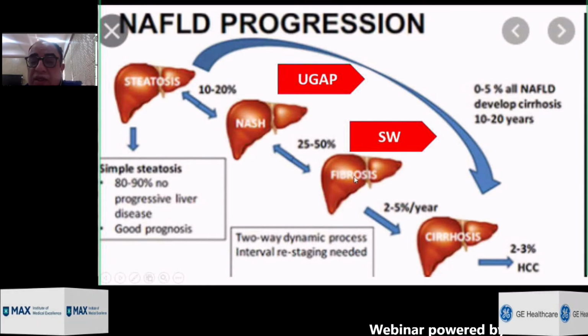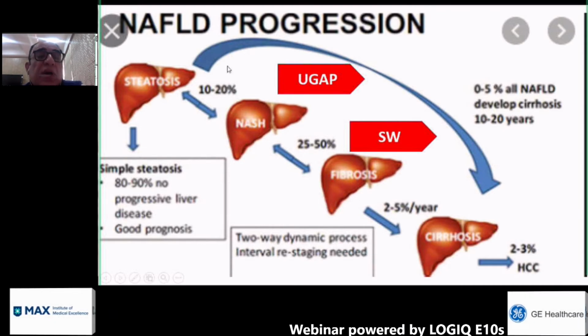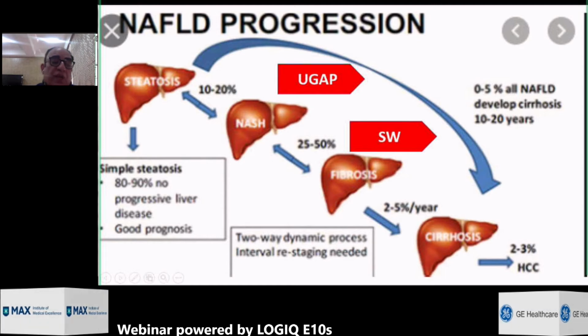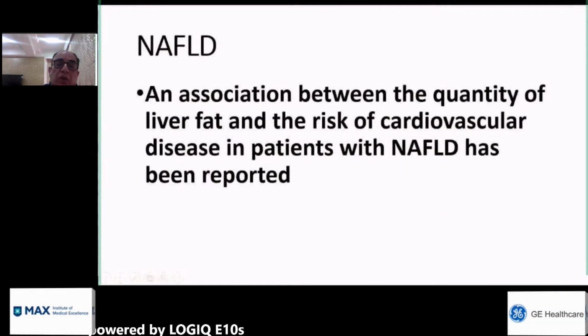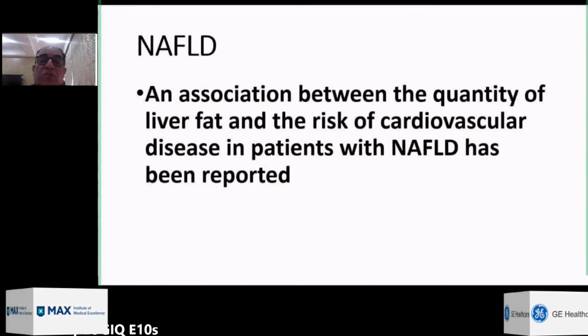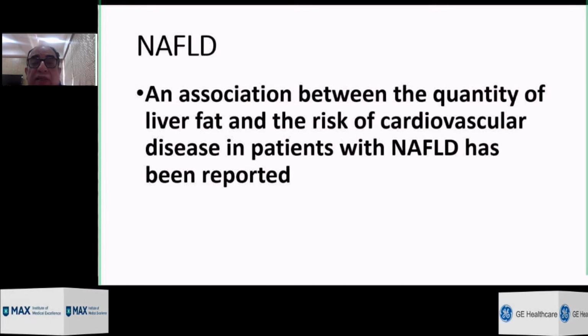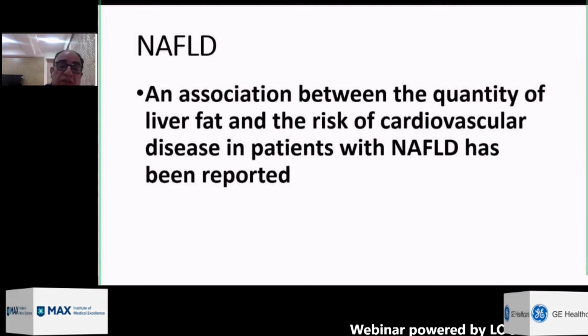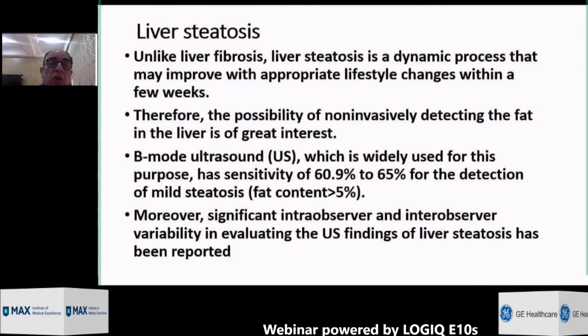So this is really exciting, because just by lifestyle modification, we can improve patients to not go into a stage of NASH. And also we know that the association between quantity of liver fat and the risk of cardiovascular disease is already known.